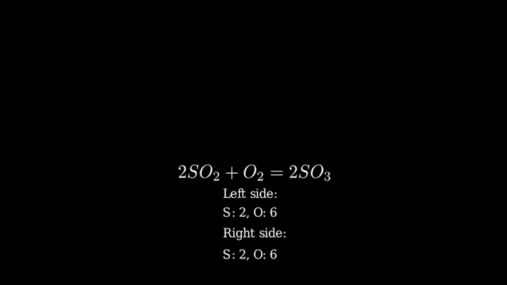Great! We've successfully balanced our chemical equation. The final balanced equation is 2SO2 plus O2 equals 2SO3.